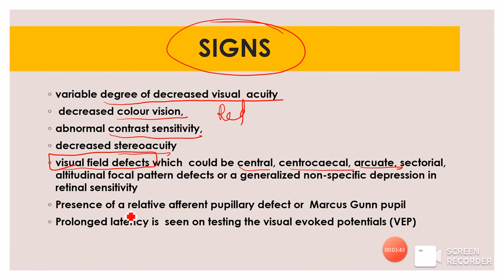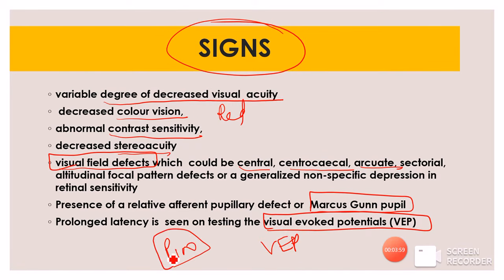There might be a presence of Marcus Gunn pupil or the relative afferent pupillary defect, which is very common in papillitis. And on VEP, visual evoked potential, the P100 will actually show prolonged latency. What happens is that there will be an increased latent period because the conduction velocity is going to decrease because of the loss of myelination. So on VEP we are going to see a delayed P100.